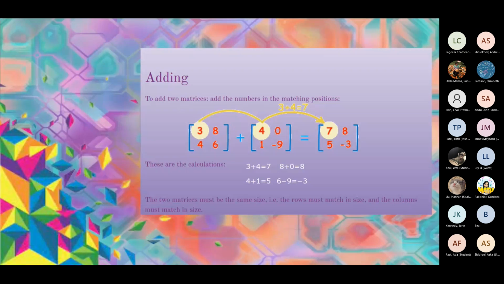The two matrices must be the same size, so the rows must match in size and the columns must match in size. As for the example, a matrix with 3 rows and 5 columns can be added to another matrix of 3 rows and 5 columns. But it cannot be added to a matrix with 3 rows and 4 columns because the columns don't match in size.